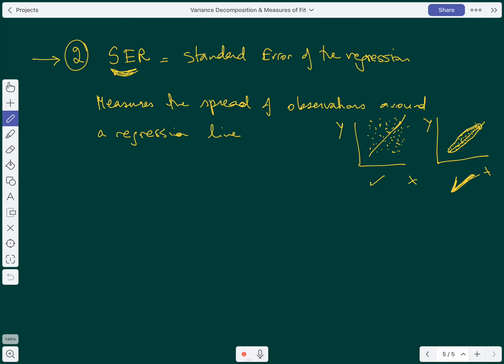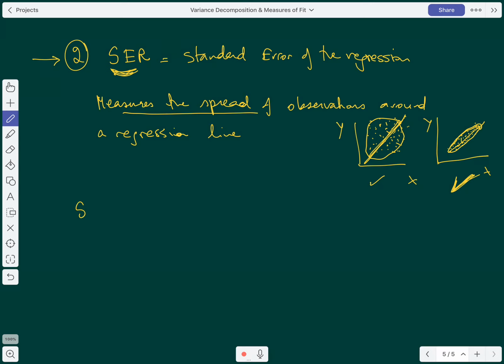The range is very tight as compared to this range. So the SER basically is a measure of the spread of the observations around this line, the regression line. We call this one the regression line, or you can call it the estimated population regression line, as most of the textbooks add the word population. But you have to mention that it's the estimated population, not the actual population.